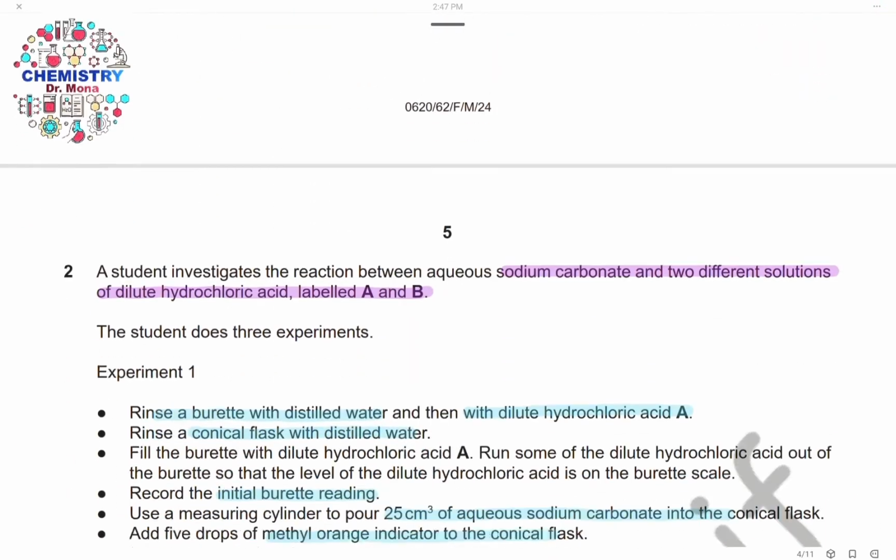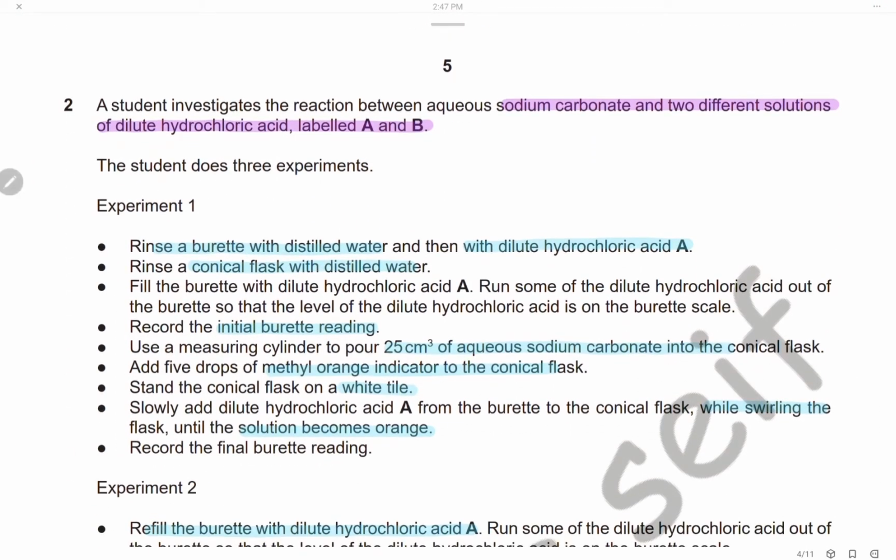Then question 2. The student investigates the reaction between aqueous sodium carbonate and two different solutions of hydrochloric acid, acid A and acid B. The student does 3 experiments. Experiment 1: he rinses the burette with water, then rinses it with hydrochloric acid A, rinses the conical flask with distilled water, and fills the burette with hydrochloric acid, runs some of the acid from the burette, and records the initial reading of acid A in the burette.